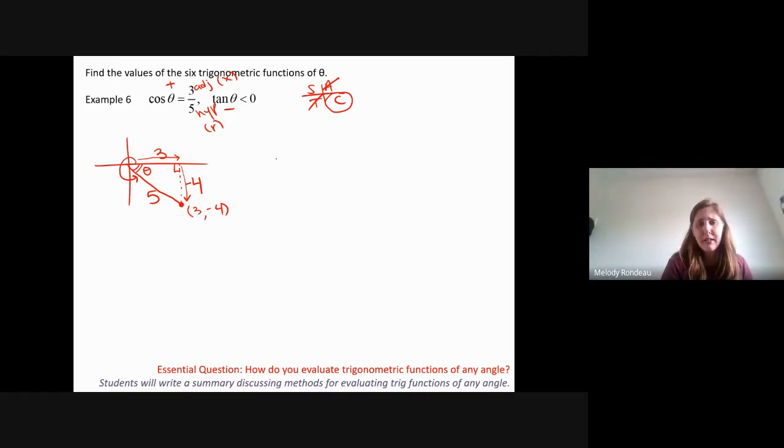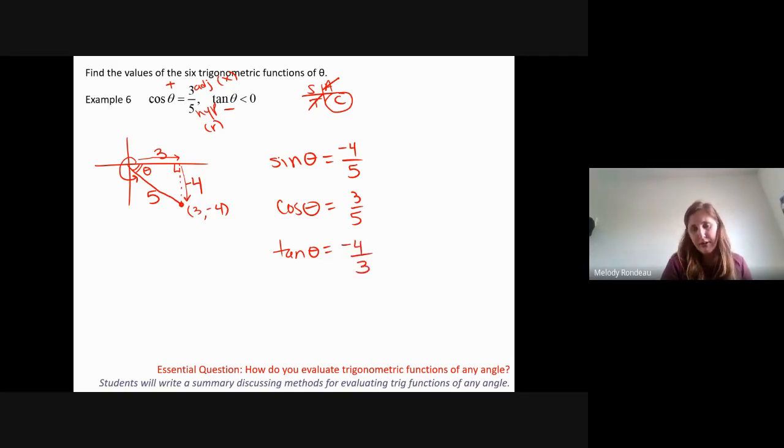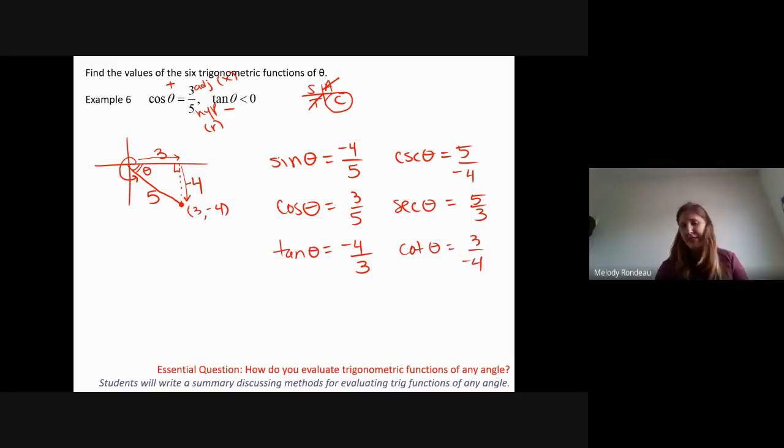All right, so we have sine of theta is y over r, so I have -4/5. Cosine they gave us. And tangent is going to be y over x, -4/3. Then I go through and flip them, and the flips are pretty easy on this one. 5 over -4 for cosecant, secant is 5/3, and then cotangent 3 over -4. And that's it. Any questions?